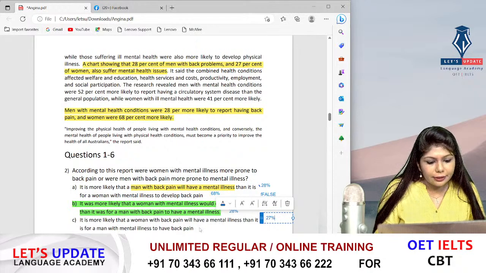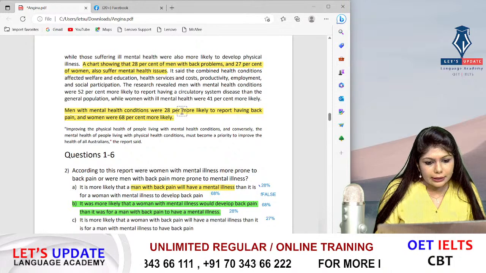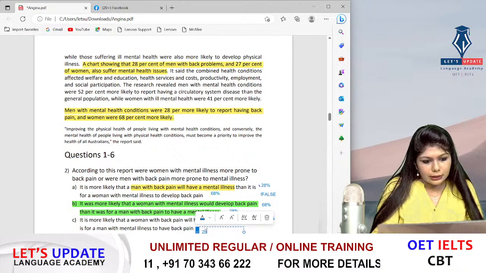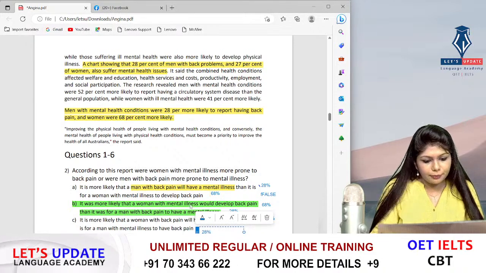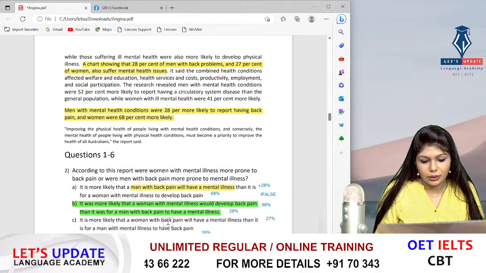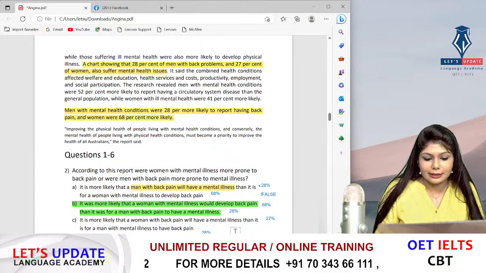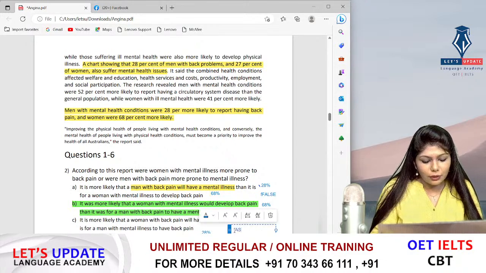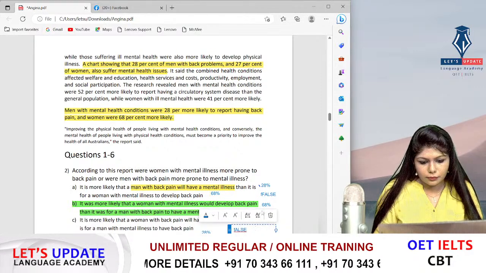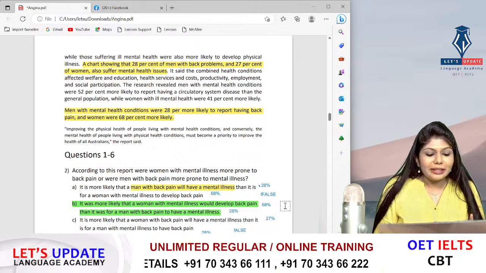And for a man with a mental illness to have back pain is 28%, as indicated in the second paragraph. So is C correct? No. If you say that 27% is greater than 28%, it is incorrect. So that is false as well. So we have just eliminated A and C.